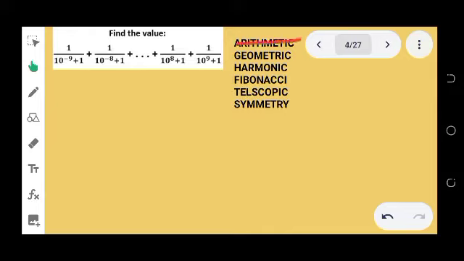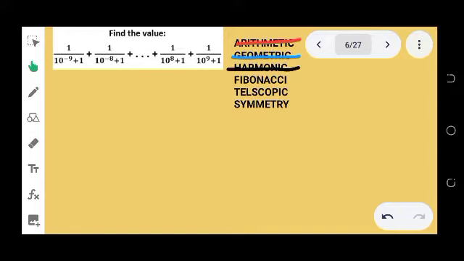Now, to see if they are geometric, we will need to get the ratio of the consecutive terms. But again, if we do that, these two will produce a ratio different from the ratio of these two terms. So this is not geometric. Harmonic, we can say that a series is harmonic if the terms are reciprocals of an arithmetic series. But since this is no longer arithmetic, then automatically this can no longer be harmonic.